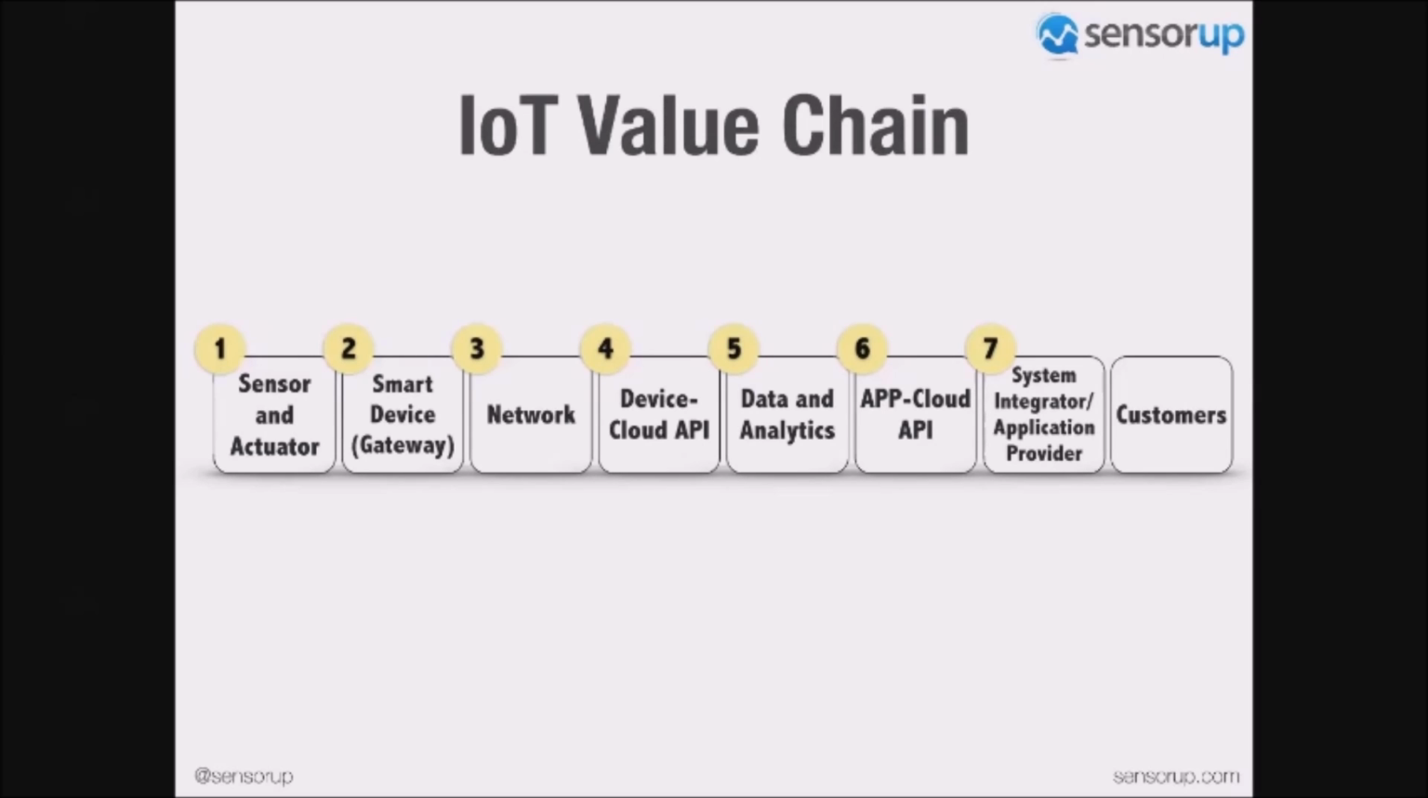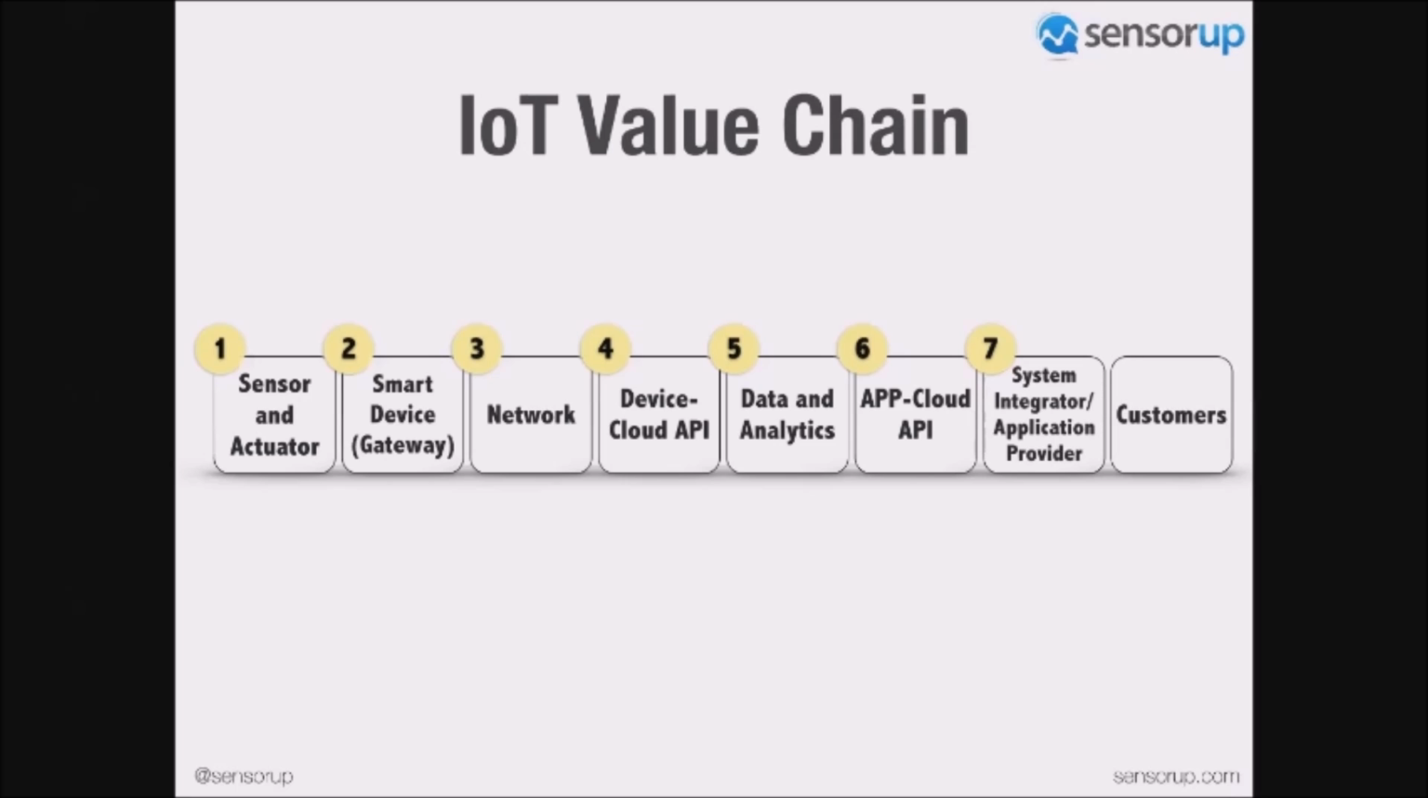Once the data hits the internet, you need an API, application programming interface, for you to talk to the cloud or server. So that's the fourth step, the device cloud API, for the device to talk to the cloud. And finally, through the API, you enter your data into the cloud. Data management and analytics.